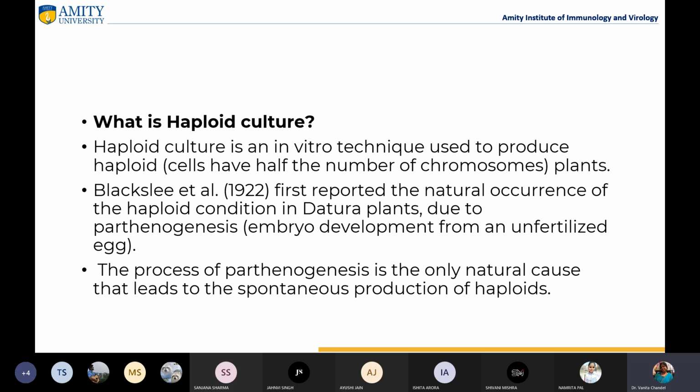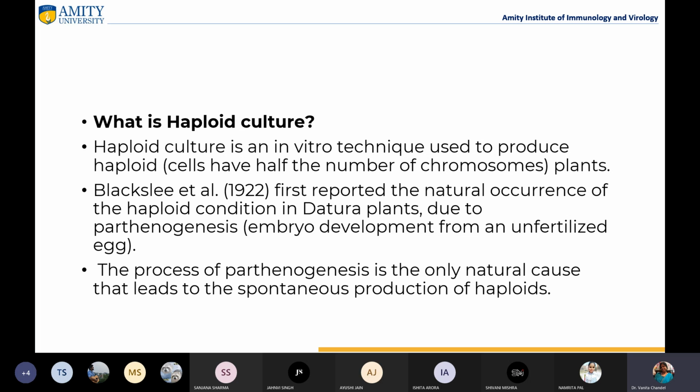This term haploid culture was first studied in 1922 by a person called Blakeslee, and it happened naturally. At that time, tissue culture was not there, right? So he reported the natural occurrence of the haploid condition in Datura plants due to parthenogenesis. We know that parthenogenesis is a natural form of asexual reproduction.